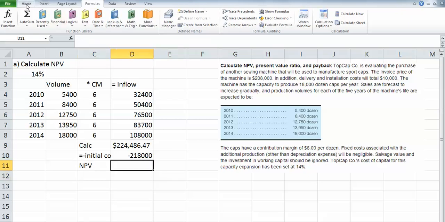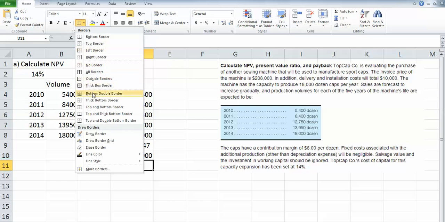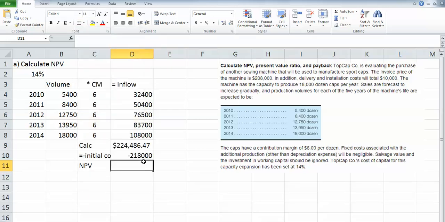So let's go ahead and run that calculation here. Take the 224,486.47 and subtract then the initial cost of the sewing machine. You can see I added that, but I had it as a negative. So however you want to do it is fine as long as you get it subtracted. Gives me a net present value of $6,486.47. So this project would be acceptable.